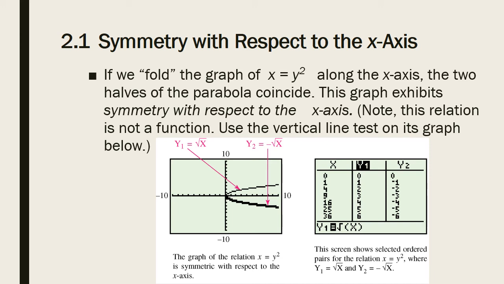By the way, if you're going to graph the entire graph of x equals y squared, you must solve for y, which means taking the square root, but you must use the positive and the negative of the square root to see the entire graph.